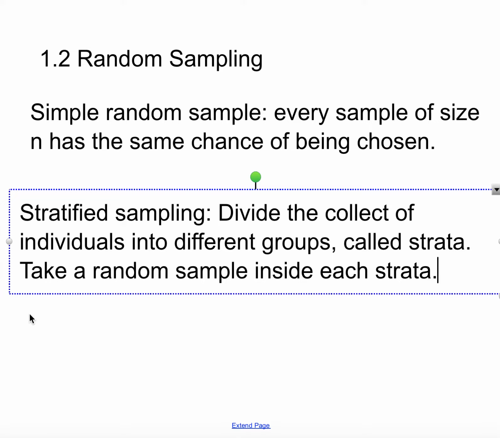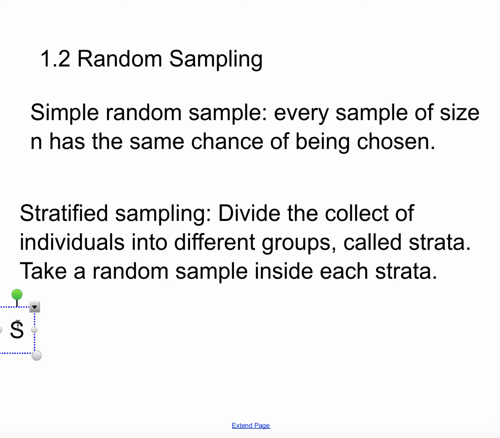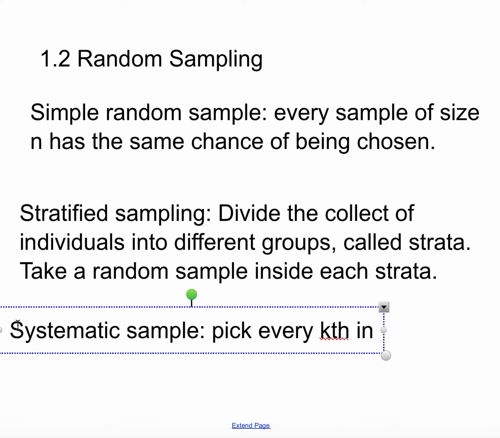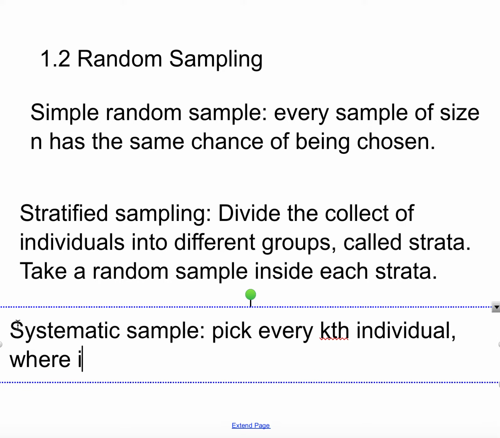Another type of sample that we can have is a systematic sample. And a systematic sample is where you take every kth individual, where k is some number. So you might say every 100th person that walks by you, or every 100th bottle on the assembly line, or every 10th car on the assembly line. You would pick that, and k would be that 10 or 100 or whatever it is you were working with.